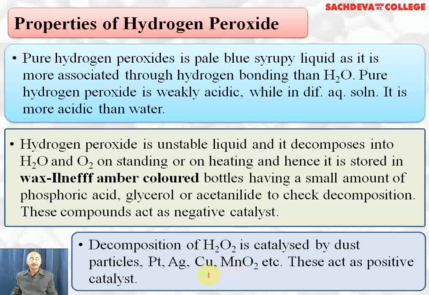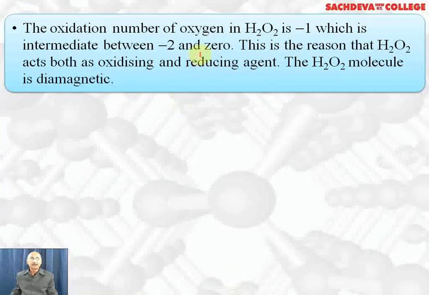Therefore, it is not kept directly in glass bottles. Either they should be kept in plastic bottles or wax-coated glass bottles. These catalysts are positive catalysts which increase the rate of decomposition of hydrogen peroxide. The oxidation number of oxygen in hydrogen peroxide is -1, which is intermediate between -2 and 0. This is the reason that H2O2 can act as both oxidizing and reducing agent.